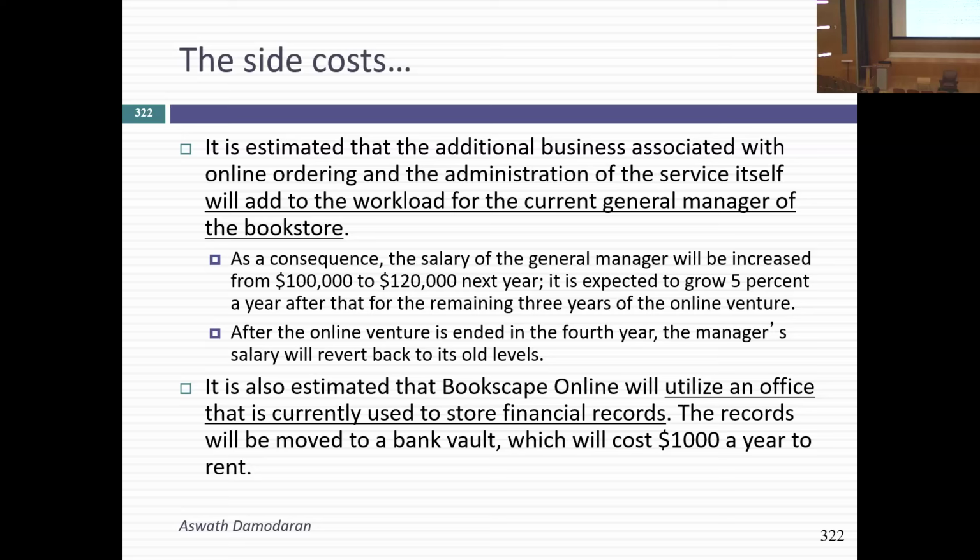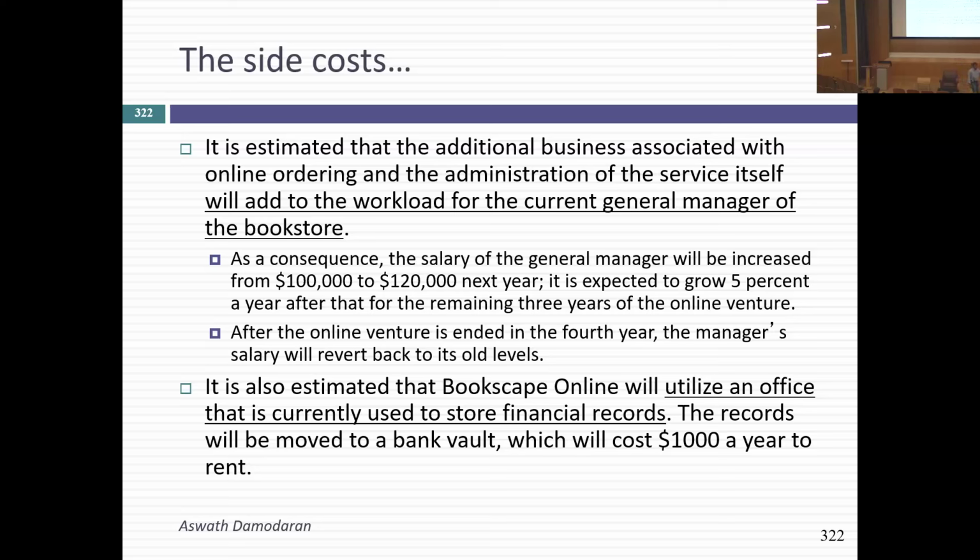It also turns out that after the fourth year, and this is going to be quite a tough trick to pull off, you're going to go to the manager and say there's no more online retailer, just your store. So I don't know how you'll pull that off, but let's say you can, because otherwise it's a perpetual $20,000 increase. And they'll also use an office that you have. Right now you store your records there, and that's the place they're going to run the online retail. You say, what do I do with all the records? You're going to move them off-site somewhere and pay $1,000 a year to store them.